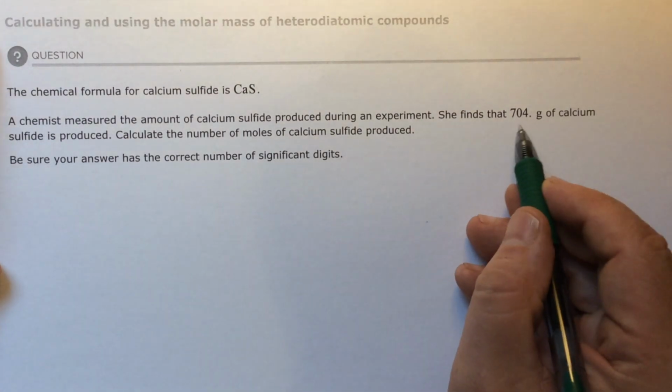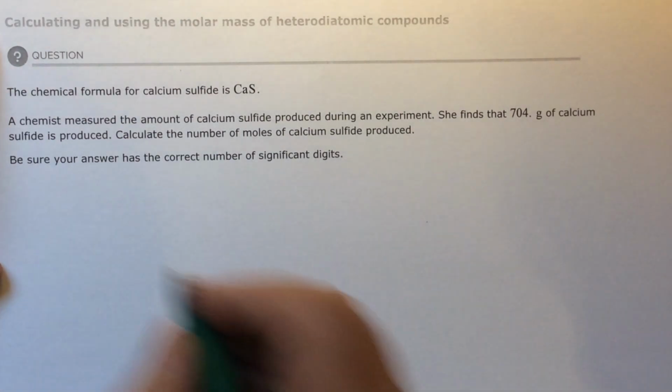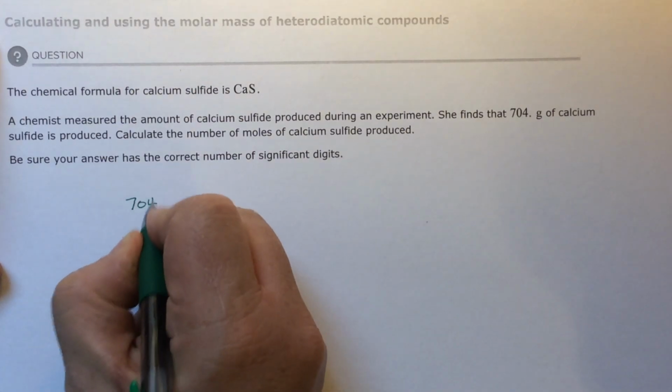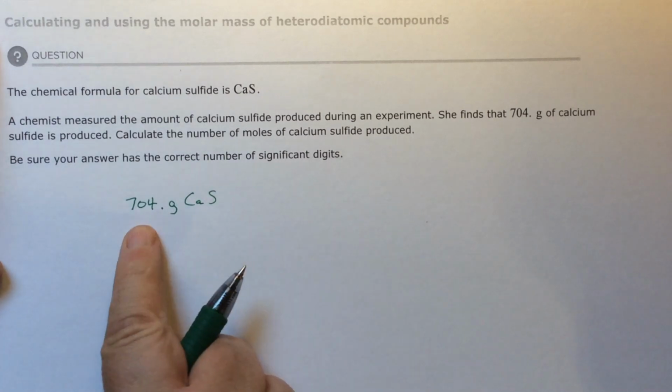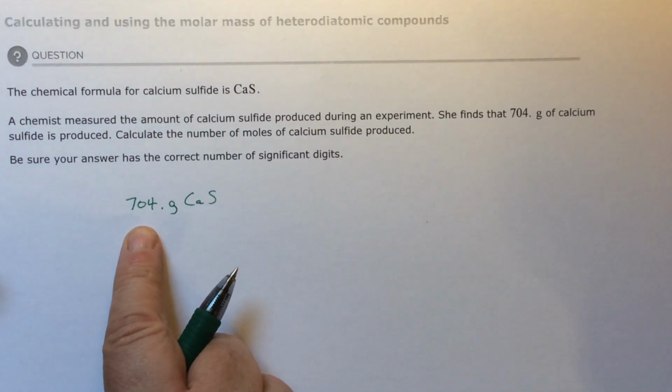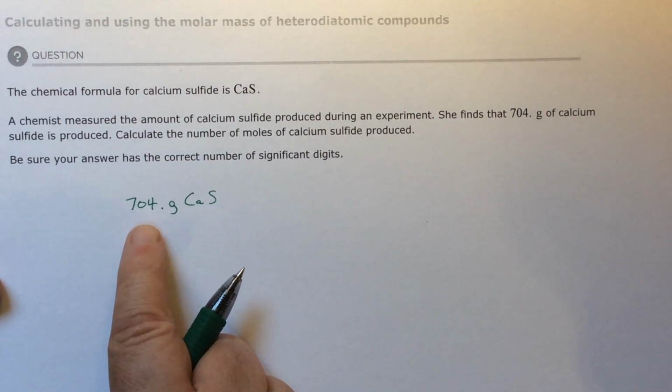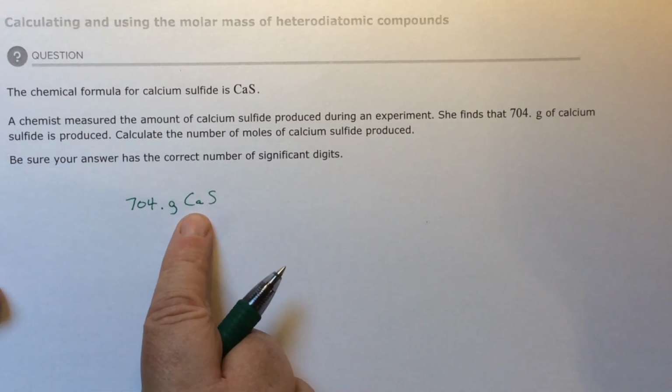First of all, let's start with what we're given. I have 704 grams of calcium sulfide. Now there are 3 significant digits here. That means your answer will also be in 3 significant digits at the end. So I need to go to the periodic table and find out what calcium weighs, and then go and find out what sulfur weighs.